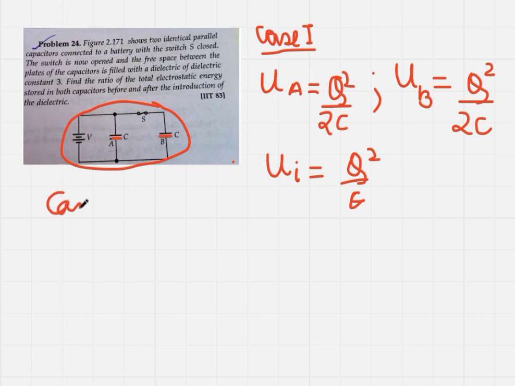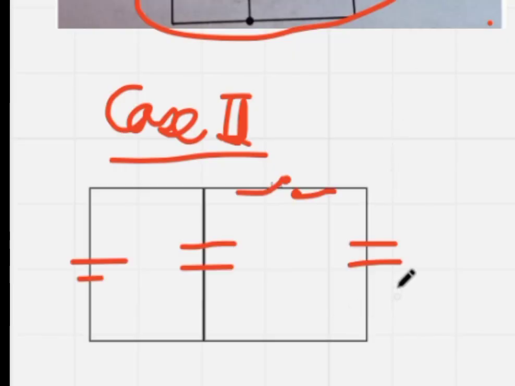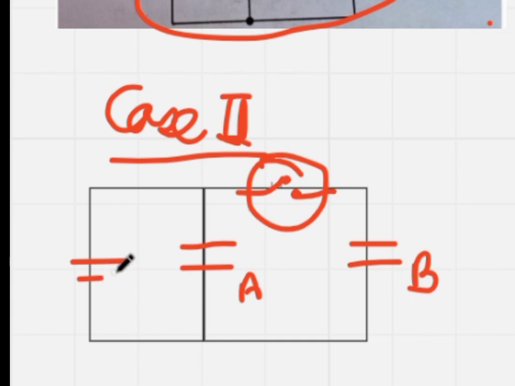So case 2. Now to understand case 2 better, you have to first understand the circuit, because there are a few notable changes in the circuit. So now the circuit looks something like this. This is the first capacitor, which is capacitor A. This is the second one, which is B. Now please note the circuit is open here, and this is the battery of V volt.